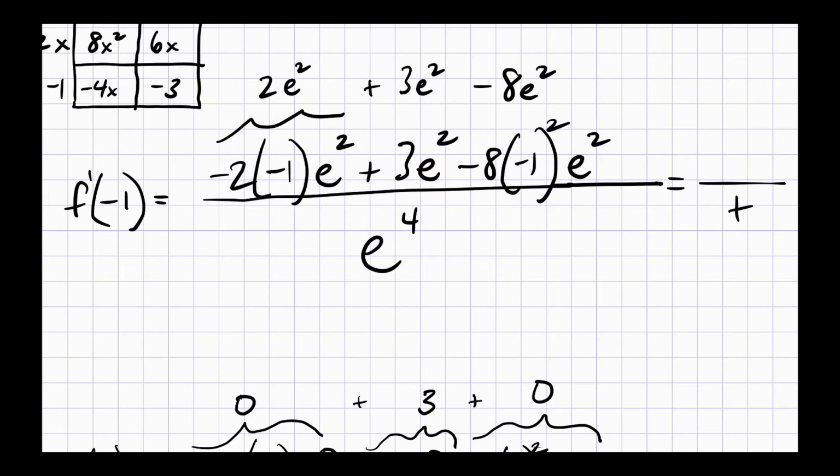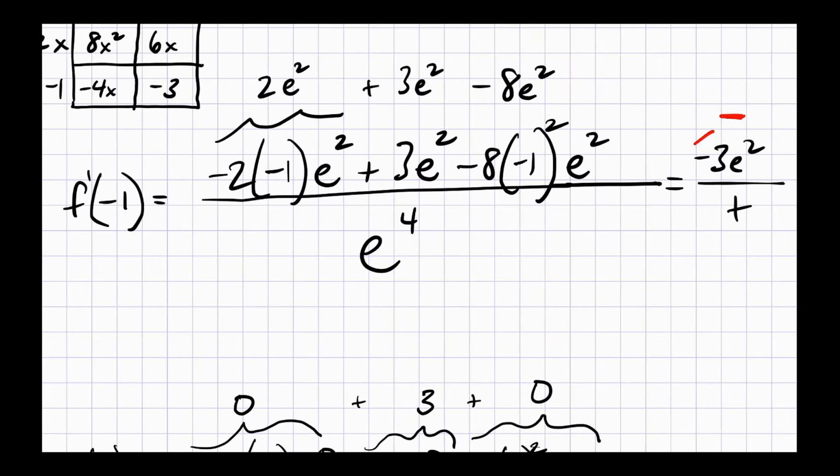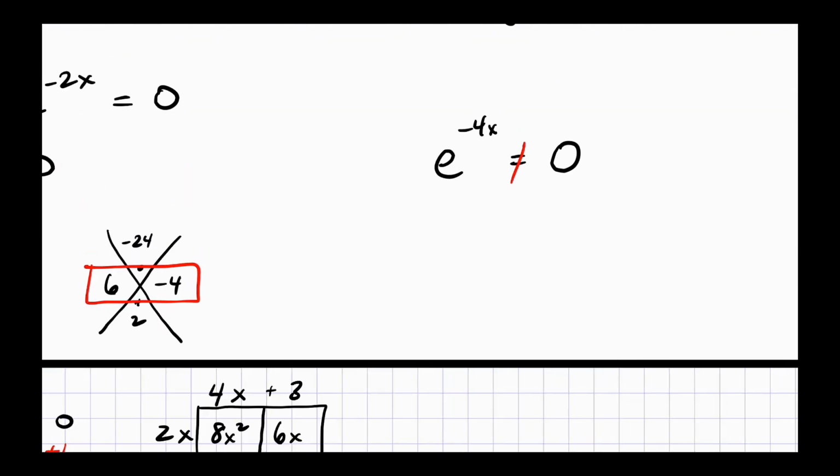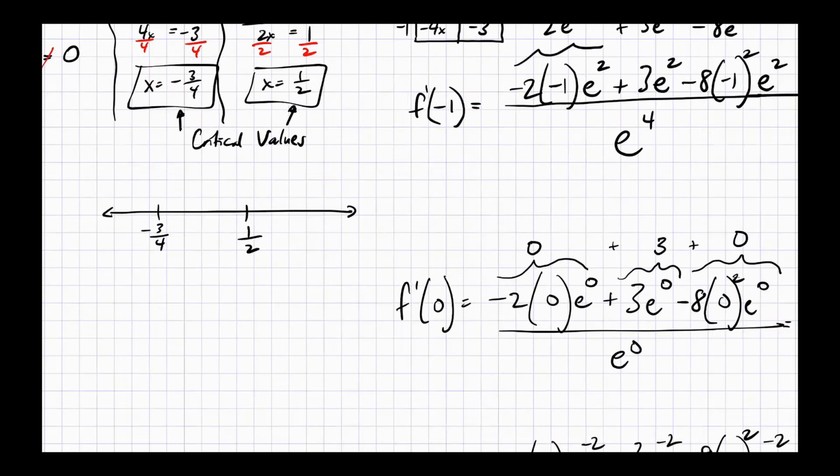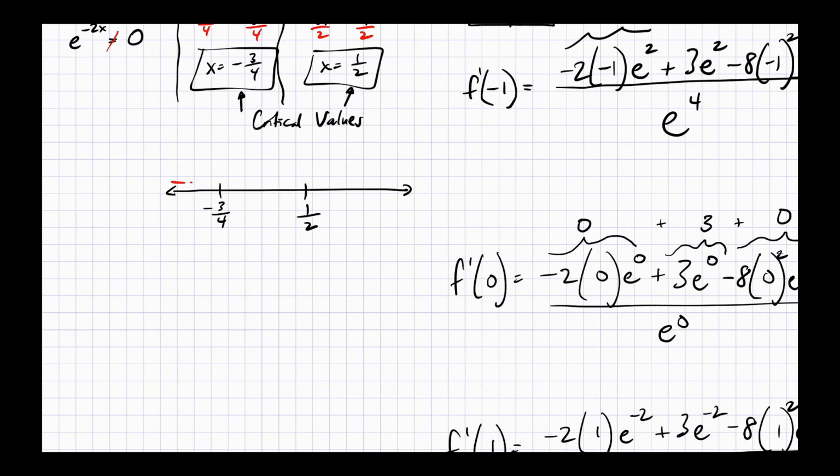So now we're just combining like terms, because they're all e squareds. So I'm going to have negative, was it -3 e squared? So when I do that, that's actually going to be negative. So you're going to have a negative divided by a positive, which is negative. So let me go down here and put negatives over here. Okay.